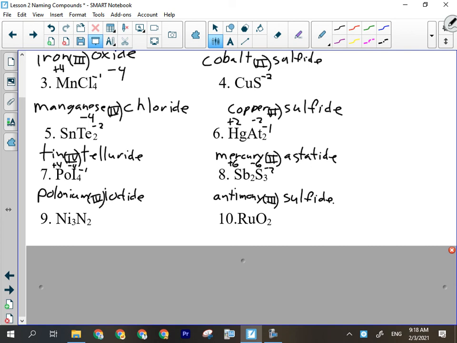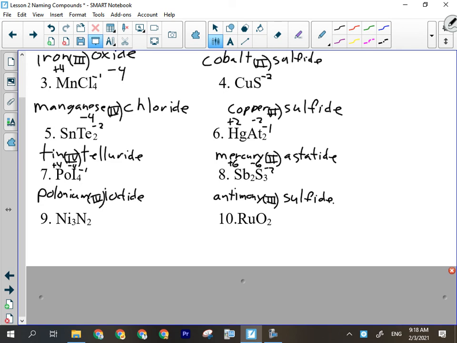Okay, for number 9, we've got nickel with nitrogen. So we have nickel something nitride. All nitrogens have a charge of -3, which gives us a total of 6 negative charges. So I've got to get 6 positive charges out of 3 nickel atoms. 6 divided by 3 is 2, so each nickel has a charge of +2.